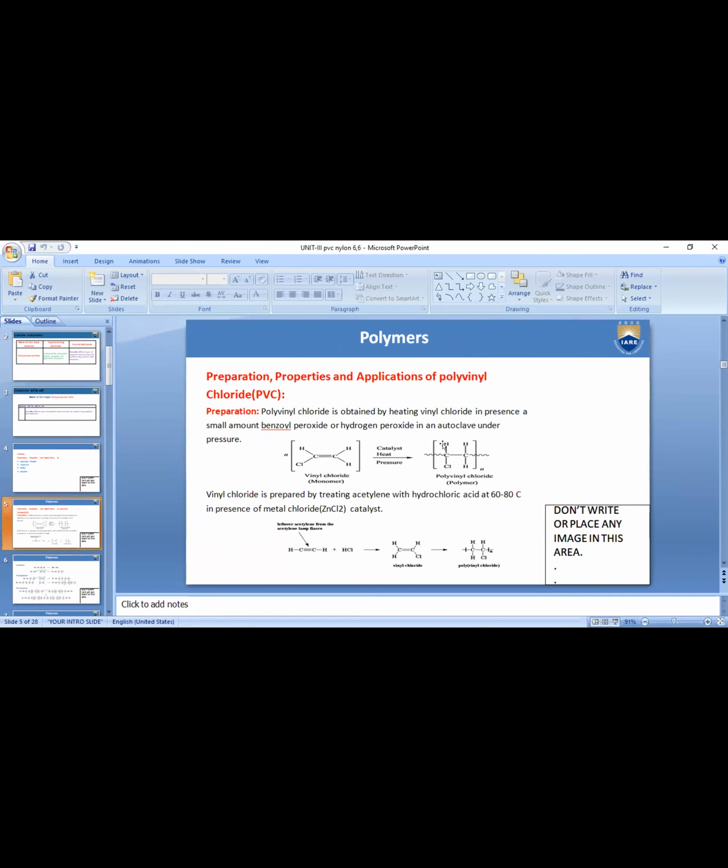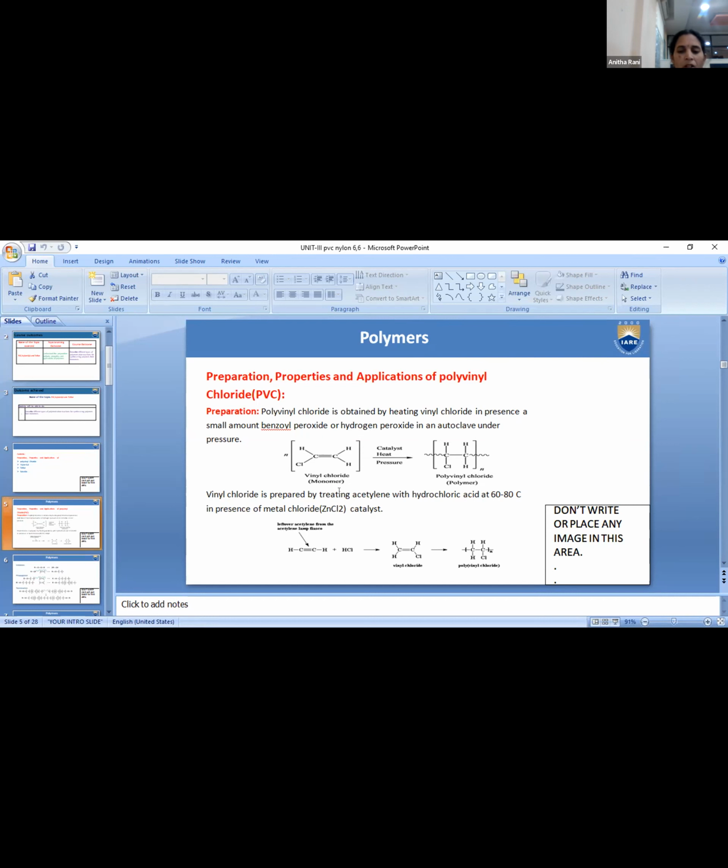Polyvinyl chloride, we prepare by addition polymerization. Already we discussed this in types of polymerization, with three examples: polyethylene, polyvinyl chloride, polystyrene. PVC is prepared by taking a number of vinyl chloride molecules and polymerizing them using a catalyst, applying heat and pressure, to get the polyvinyl chloride polymer.